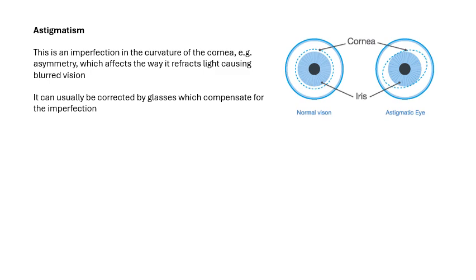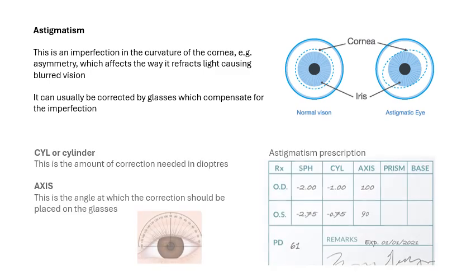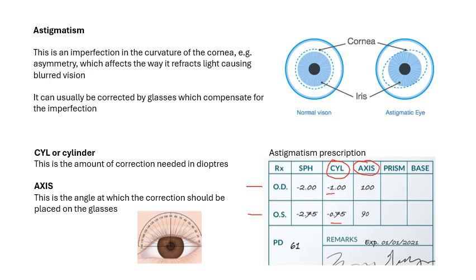One thing you should be able to understand is a prescription for somebody with astigmatism. Look at this prescription here, and there are two things on it I'm interested in: the axis and this cylinder, CYL. We've got the right eye and the left eye, and cyl, or cylinder, is the amount of correction needed in diopters. Looking at cyl, on the right eye it's -1, on the left eye it's -0.75, and then axis is the angle at which the correction should be placed on the glasses.